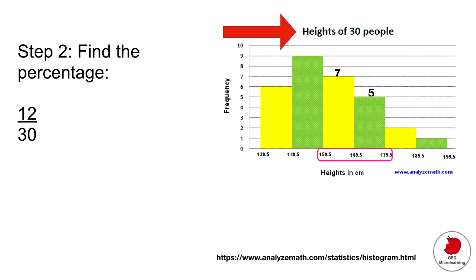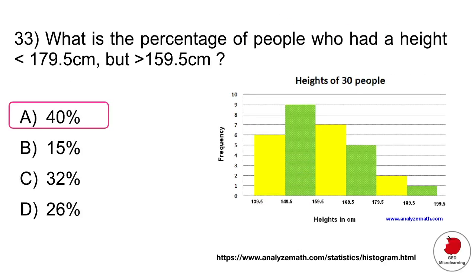So you would set up your percentage like that. Okay, so 12 over 30, which is equal to 0.4. And in order to find the percentage, you would multiply that 0.4 by 100. That gives you 40%, which is option A.